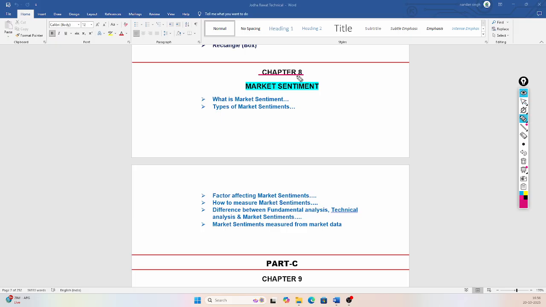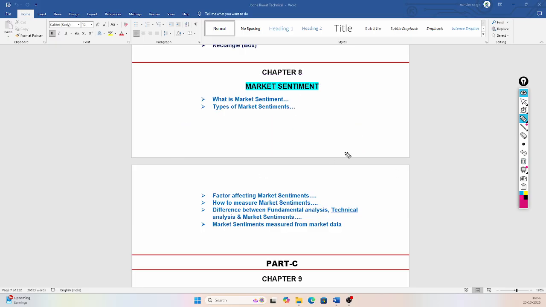So in chapter number 8 we have market sentiment. What is market sentiment? Types of market sentiment. In the stock market there are three types: one is fundamental, one is technical, and one is sentiment.